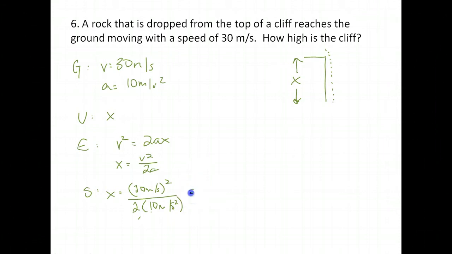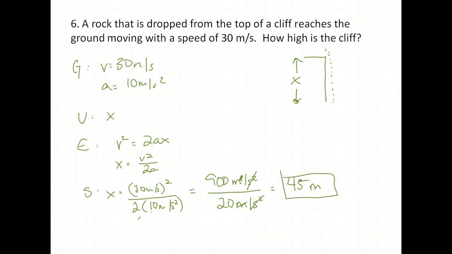Now it's kind of interesting when we work this one, we're going to end up with 900 meters squared per second squared divided by 20 meters per second squared. When you work that one out, 900 divided by 20 is 45. But then our crazy units here, let's go ahead and cancel some of these out. We can cancel meters with our squared meters, so we end up with meters on the top, since second squared cancels with second squared. So our final answer is 45 meters for the height of our cliff.